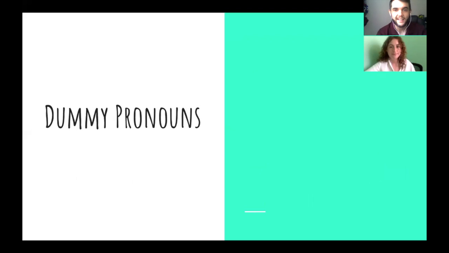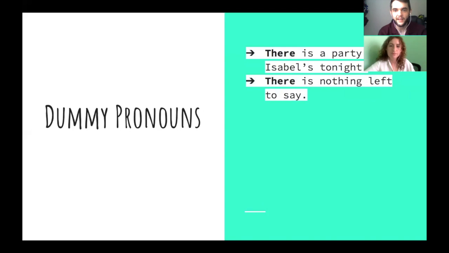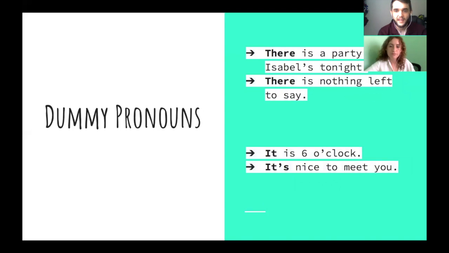So we know that each sentence needs to have a subject and a verb predicate. But what do we do when sometimes there aren't any subjects in our sentence? There aren't any subjects to be used or that we're talking about. When this happens, we use what's called a dummy pronoun. There are two types of dummy pronouns, one being there and one being it.